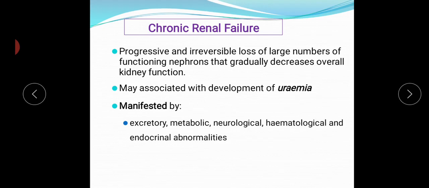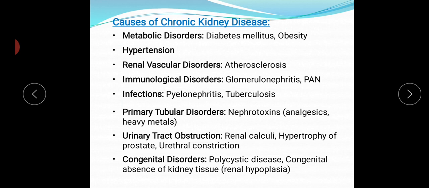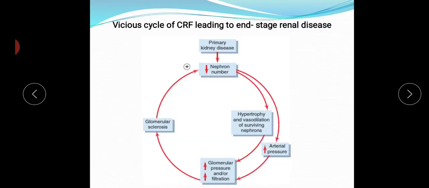This is basically manifested by excretory, metabolic, neurological, hematological, or certain endocrinal abnormalities. Various causes are highlighted here, we will not go into detail about that. Certain metabolic disorders, mainly diabetes mellitus. Uncontrolled diabetes mellitus may lead to this. Severe uncontrolled hypertension may lead to this. Other causes are glomerulonephritis, pyelonephritis, and certain drugs known as nephrotoxics. Then chronic urinary tract obstruction, and certain congenital disorders may lead to chronic renal failure.